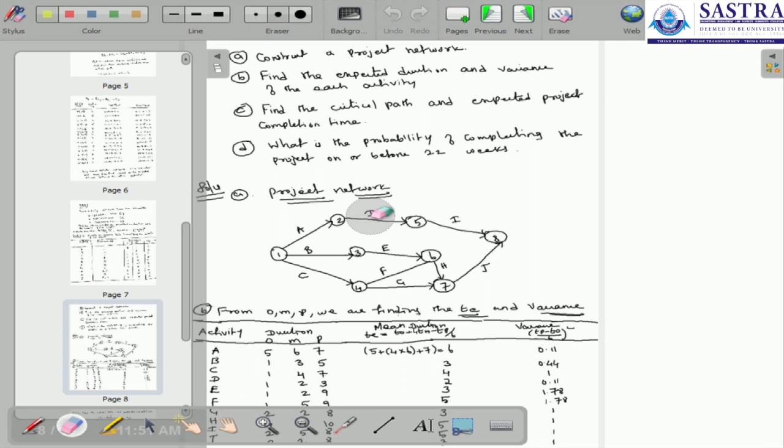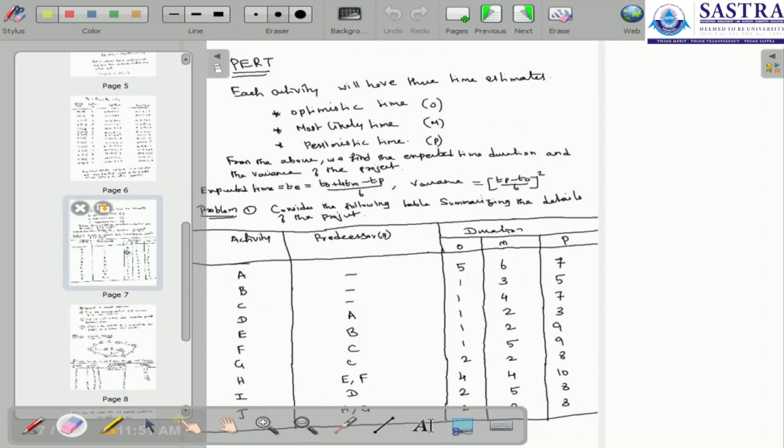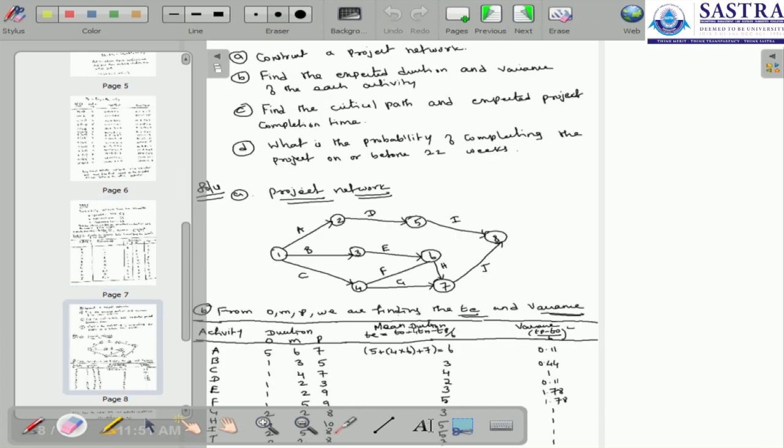Now the next activity, which is E, the predecessor of E is B. If there is any B, there is no B, so we can just draw a network from B. So here it is, the E will happen. So this activity, the node is 6.